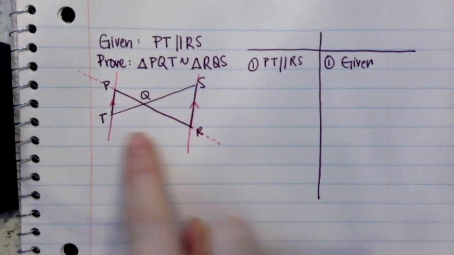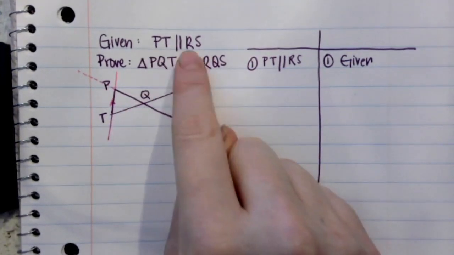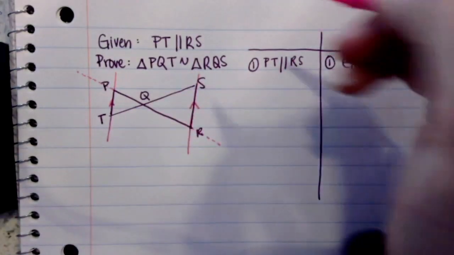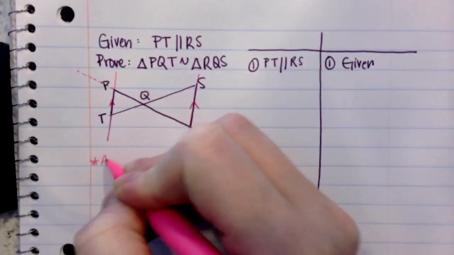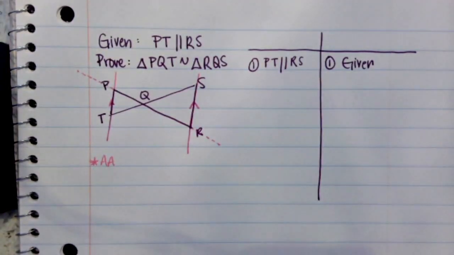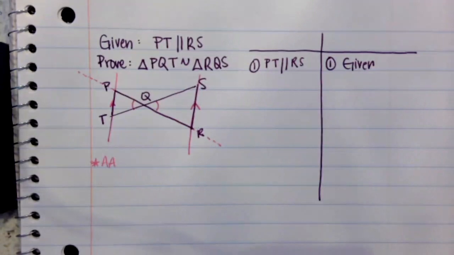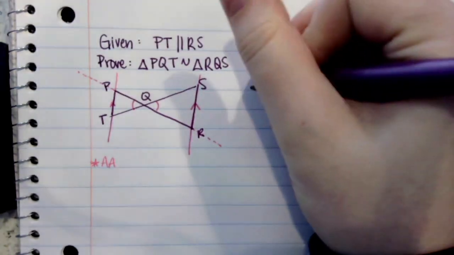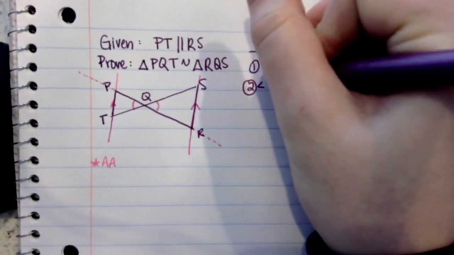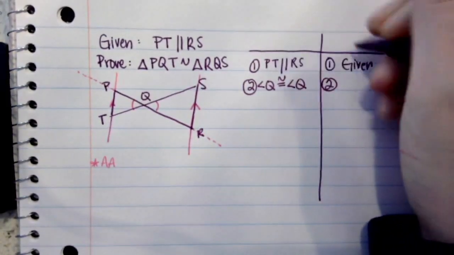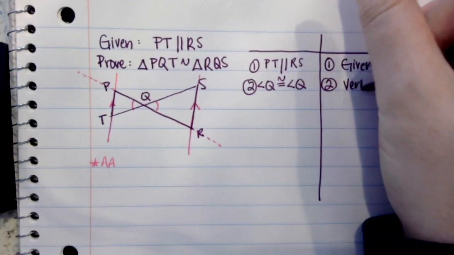So I'm not given any side lengths. I'm not given any information about side lengths. So I know that I'm going to be using AA. Maybe make a little note to yourself, AA. And so I need to find two sets of angles, and it doesn't matter what two. I can find any two sets of angles. So if I have vertical angles, I like to do those because I think they're very easy to see. So angle Q is congruent to angle Q, and that is because they are vertical angles.